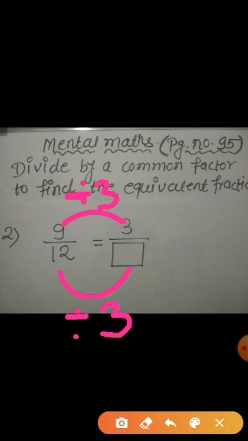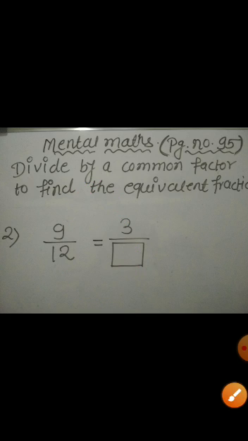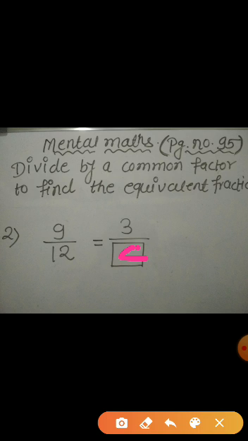So when we divide the denominator 12 by 3, we get 4. Right? Hence, the missing number is 4. So 3 upon 4 is the equivalent fraction of 9 upon 12.